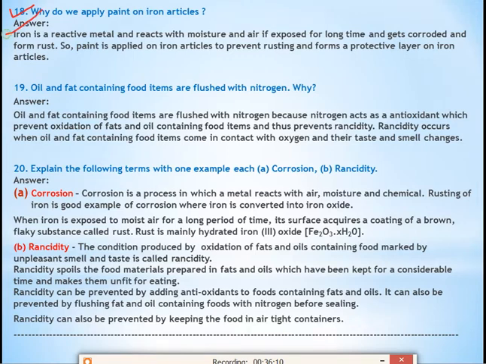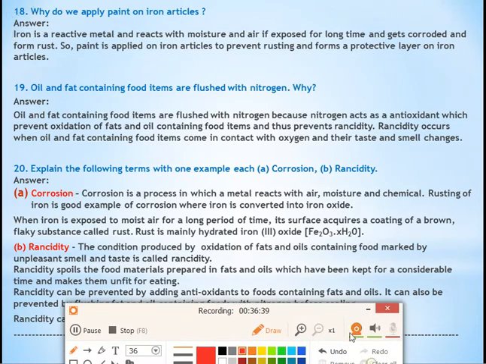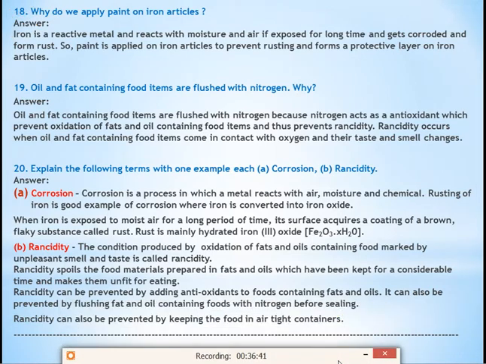So what is the answer? Iron is a very reactive metal. It reacts with moisture and air if exposed for a long time. Exposed means if you keep it for a long time, it gets corroded and forms rust. So paint is applied on iron articles to prevent rusting and to form a protective layer on them. So the simple answer is: we apply paint on iron articles to prevent rusting, because if iron articles are exposed to air or moisture for a long period of time, they will get rusted. So to prevent it from rusting, we have to apply paint on that.